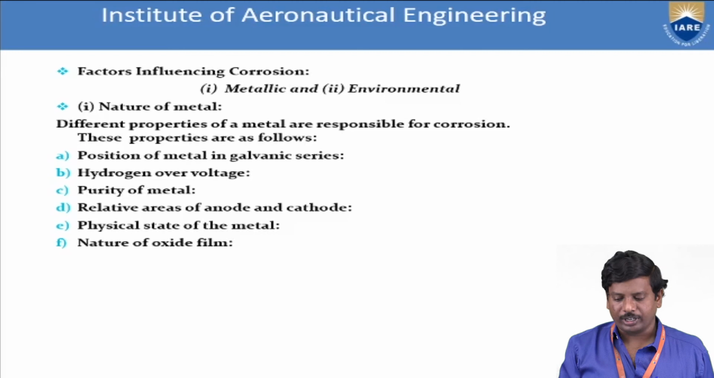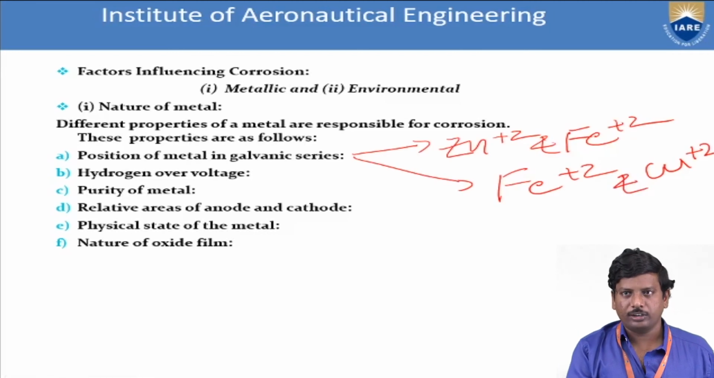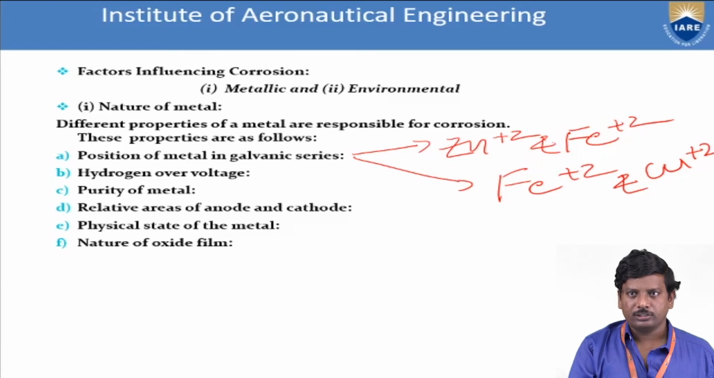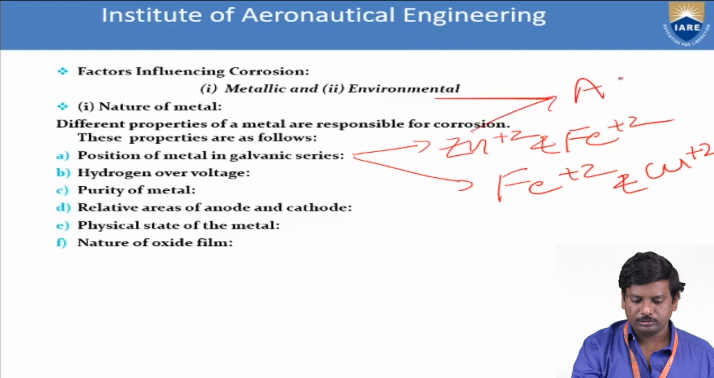iron and copper. In the first couple, zinc and iron, we observe that zinc undergoes rapid corrosion compared to iron. Why? Because zinc lies at the top of the galvanic series compared to iron. So zinc can act as an anode and iron can act as a cathode.